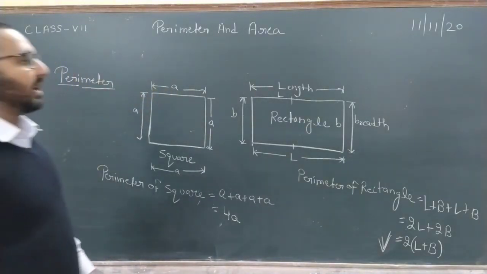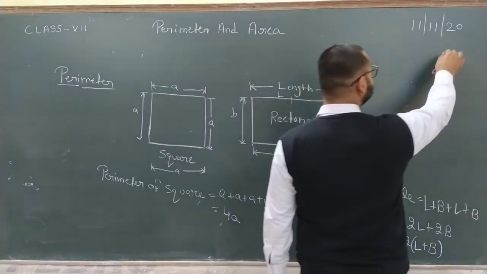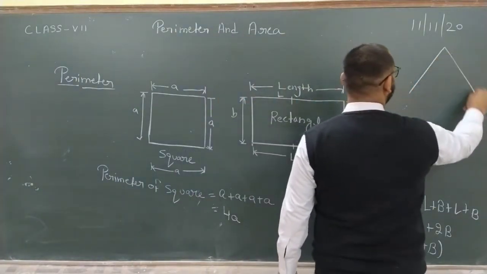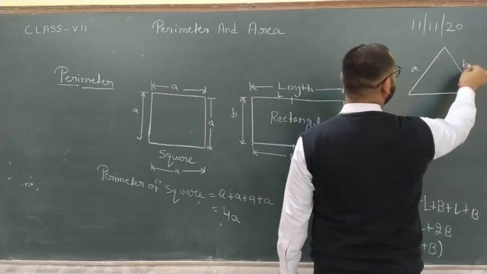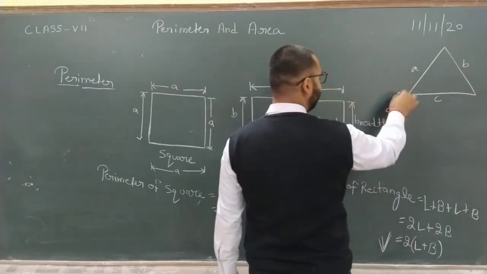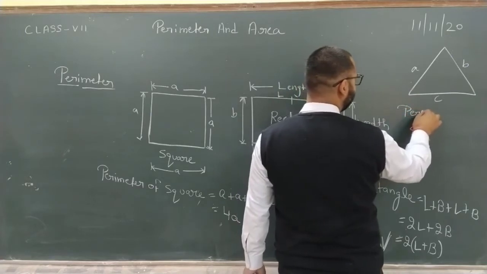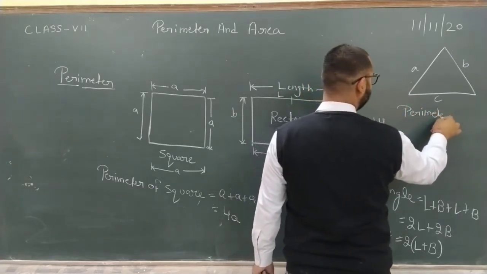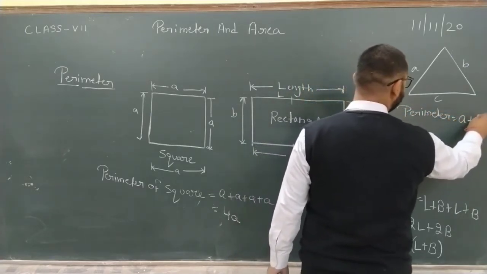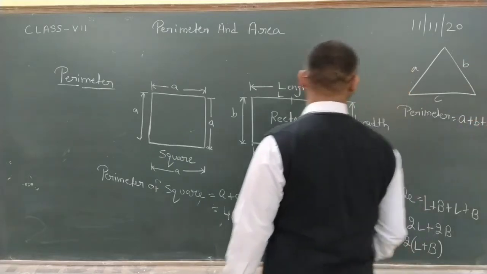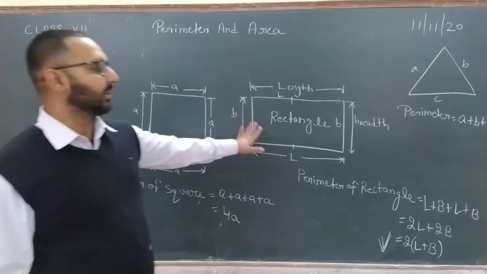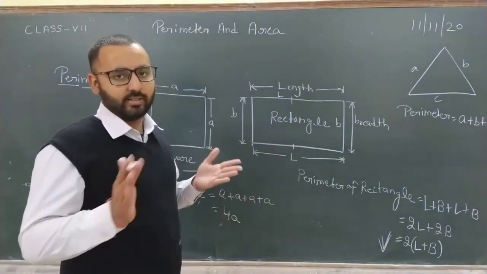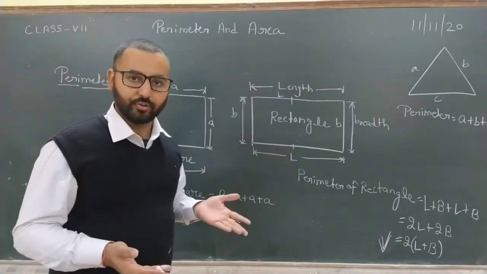If we discuss the triangle also, if it is a triangle with sides A, B and C, then the perimeter will be the sum of all the sides, A plus B plus C. I hope the perimeter of square, rectangle and triangle is clear to all of you now.